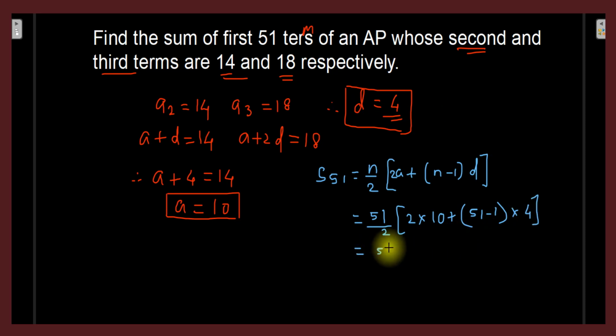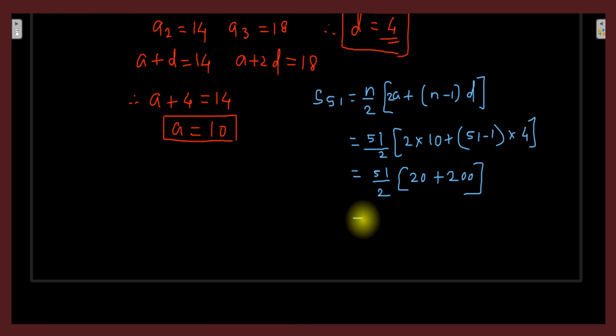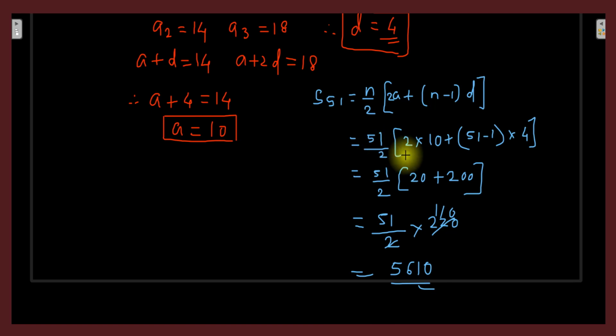So which is equal to 51 upon 2. So inside the bracket it is 10 2s are 20 plus this is 51 minus 1, that will be 50, and 50 4s are 200. And so friends, here you can solve this further as which is equal to 51 upon 2 multiplied by 220. So it is 2 1s are 2, 2 11s are 22, 1 0, and so 51 into 110, that is equal to 5610. So here you get the value of S51. S51 means the sum of the first 51 terms, that is equal to 5610.